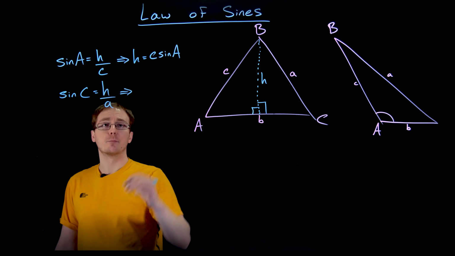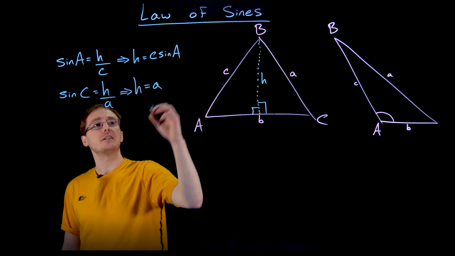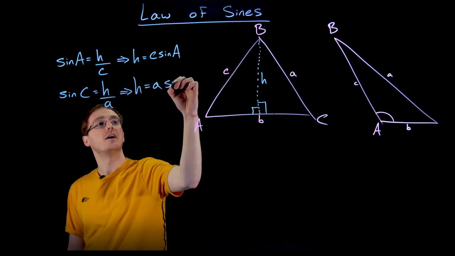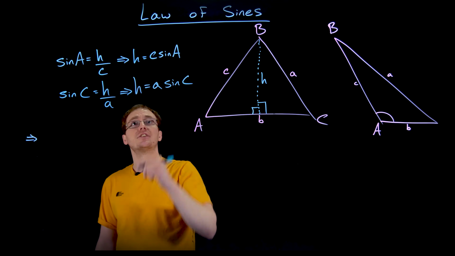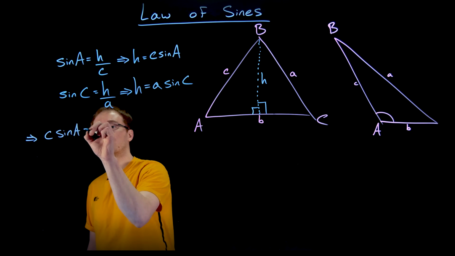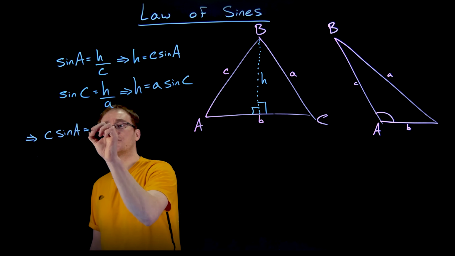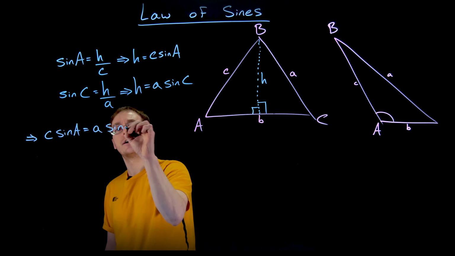Well, we can solve this formula for h as well. Multiplying both sides by A tells us that h is equal to A times sine of our angle C. And so now we can start putting this together. We know h is equal to itself, which tells us that c times sine of A, that is our first version for h, must be equal to our second version for h, which is A times sine of our angle C.